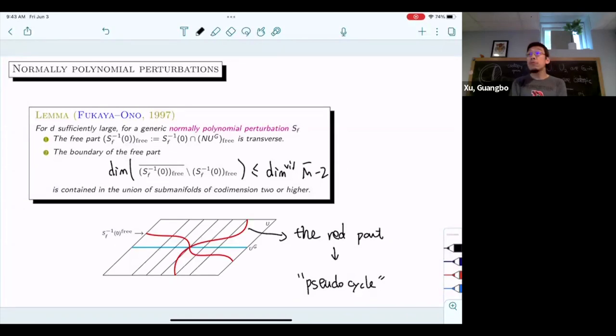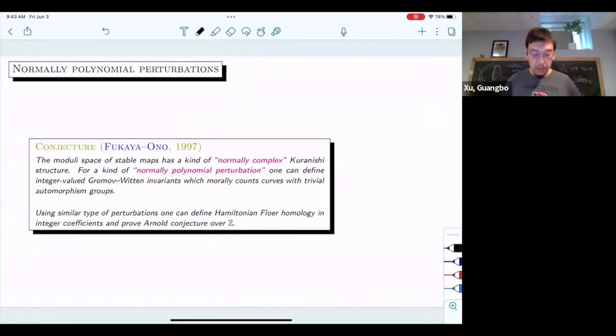So this is what they proved as a lemma in the case of a single Kuranishi chart. Then they just propose this idea that the moduli space of stable maps has a kind of normally complex Kuranishi structure, which means basically all those Kuranishi charts satisfy the assumption that there are invariant complex structures in the normal fibers as well as in the obstruction spaces. And those complex structures are compatible with respect to those coordinate changes in the Kuranishi story.